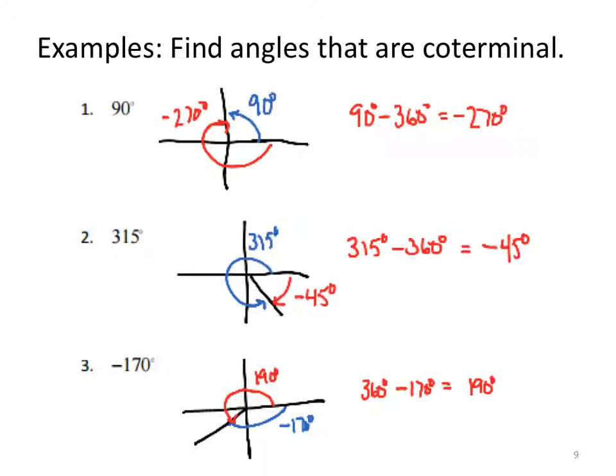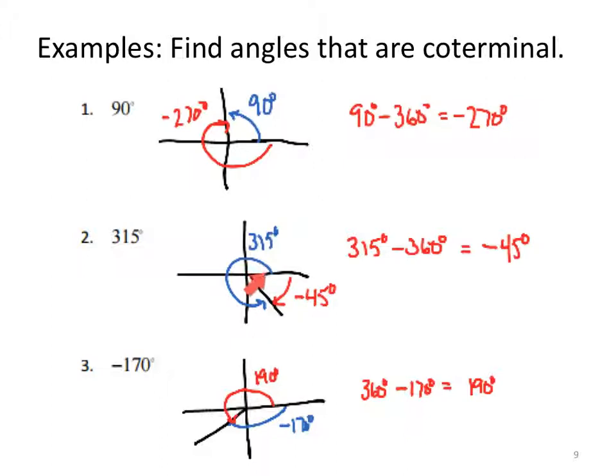So let's find some angles that are coterminal. A 90-degree angle. Well, first I'm going to draw the angle in standard position. A 90-degree angle is right here. Coterminal, so I want to measure the other way around, so I'm going to go backwards. But I want 90 less 360, right? Because I don't want the full turnaround. I want 90 less than that, and I want a negative angle, so I'll do 90 minus 360 to get a negative angle of 270 degrees.